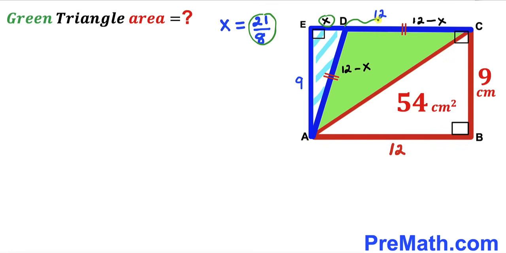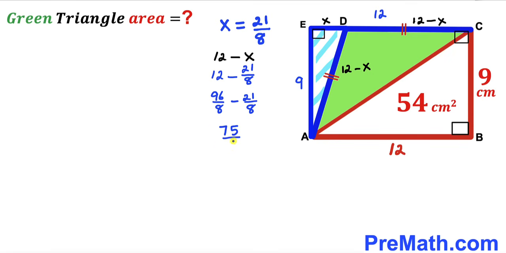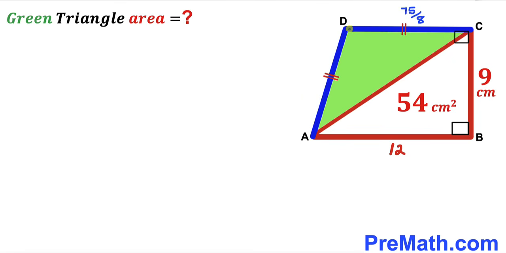So therefore this CD length, which is 12 minus x, I'm going to substitute the x value over here. So therefore 12 minus x means this 12, and minus the x value, 21 divided by 8. And if we subtract, that is going to give us 75 divided by 8 centimeter. So therefore this CD segment simply turns out to be 75 divided by 8 centimeter. So thus this side CD length turns out to be 75 divided by 8.